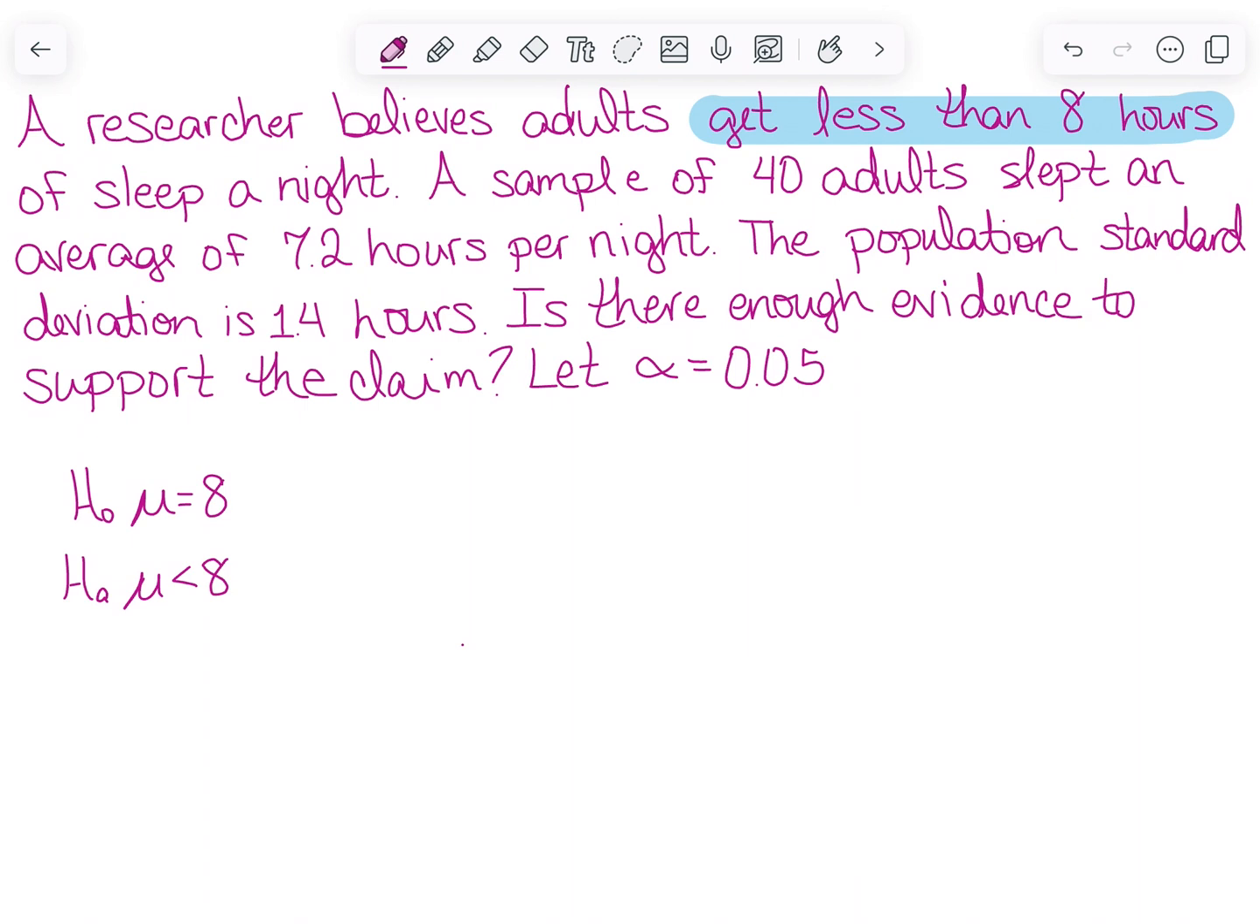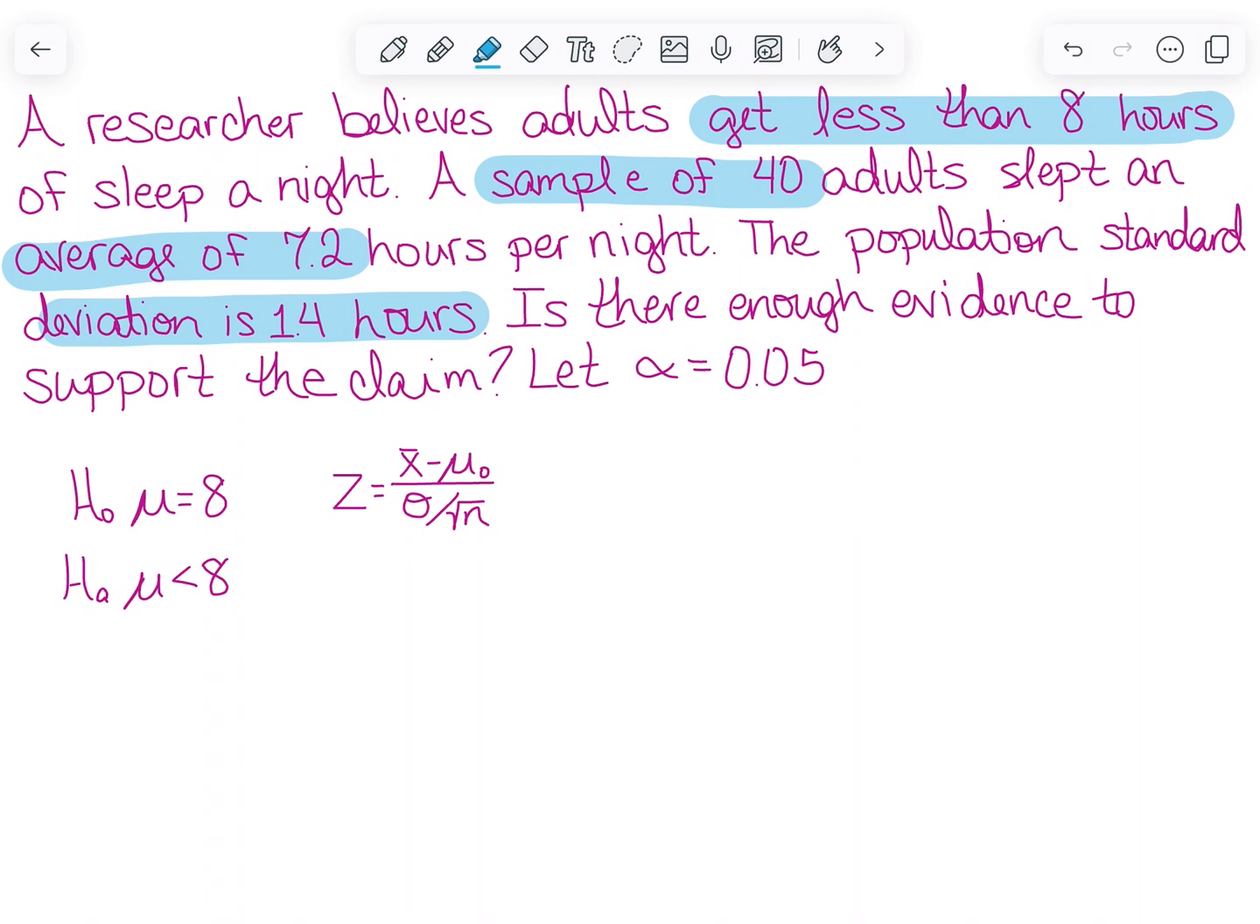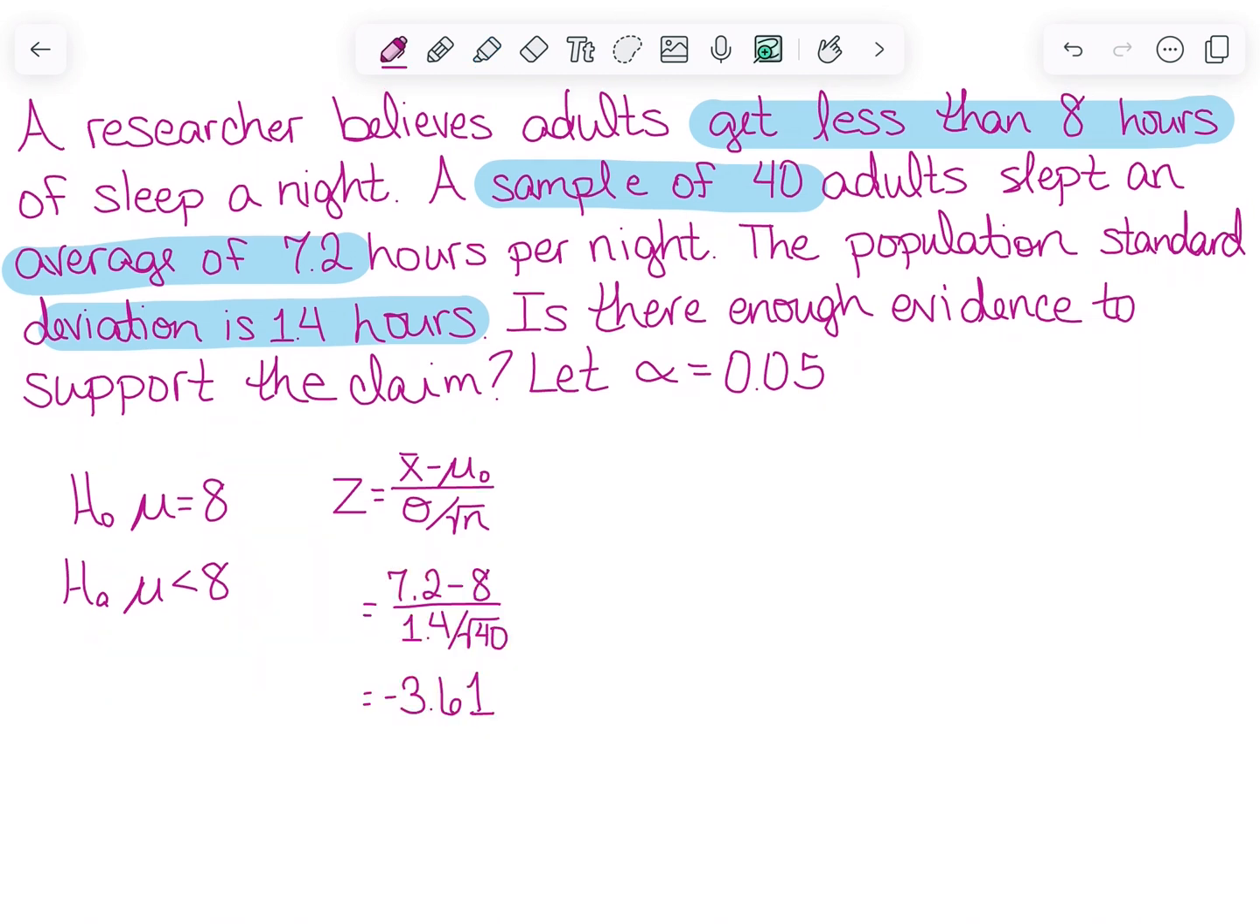Next, I need to compute my test value. Here's my formula, x bar minus mu naught divided by sigma over the square root of n. In this case, my mu naught is the 8 that we had in our null hypothesis. We see a sample of 40, so there's n, an average of 7.2, that's x bar, and a standard deviation of 1.4 hours, that's sigma. If I then plug those values in and simplify, I get negative 3.61. So this is my test value.